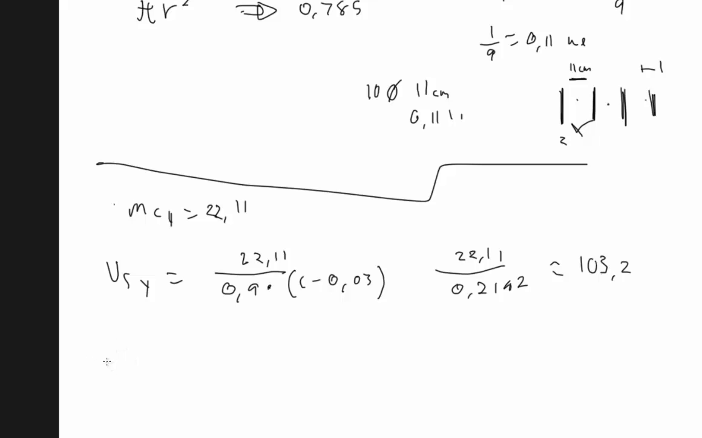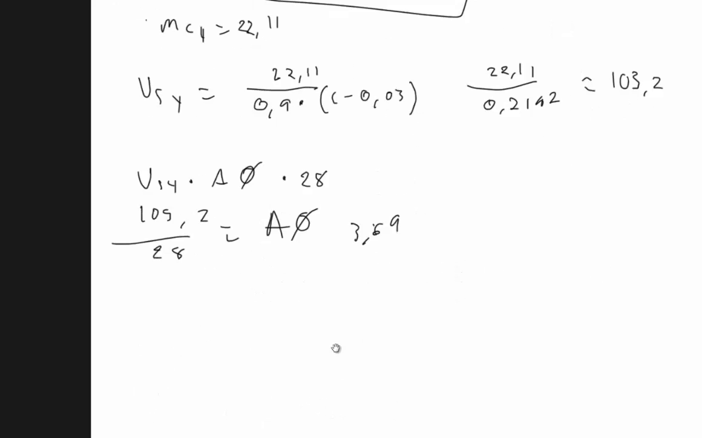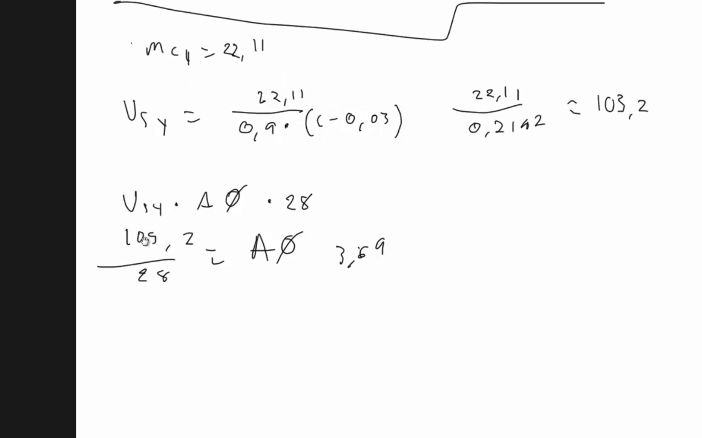So with that, we know that USY times the area of the diameter times the mystery number 28 will give us, so 103.2 divided by 28 is equal to 3.69. Looking nice, perfect level with the 6. And with that, we know that okay, let's see. Ooh, what do we do now?